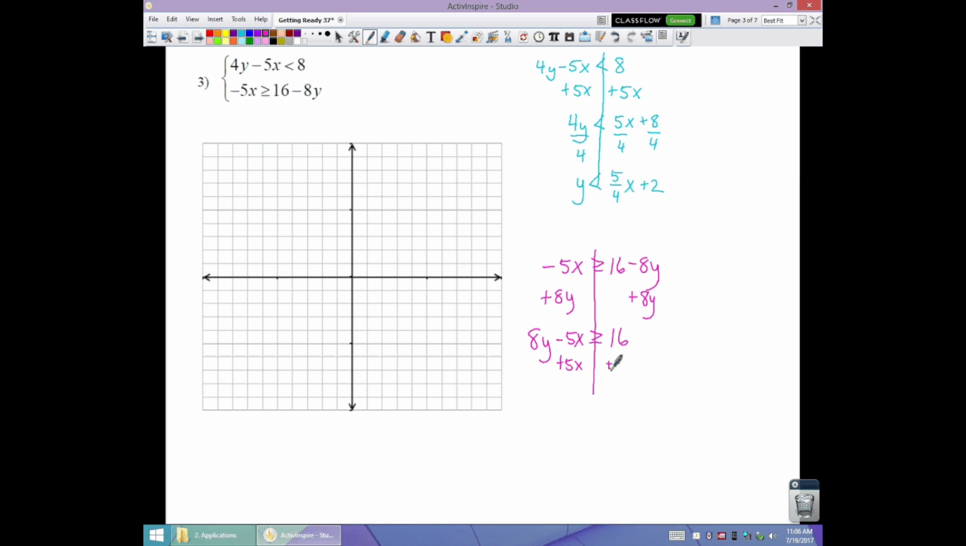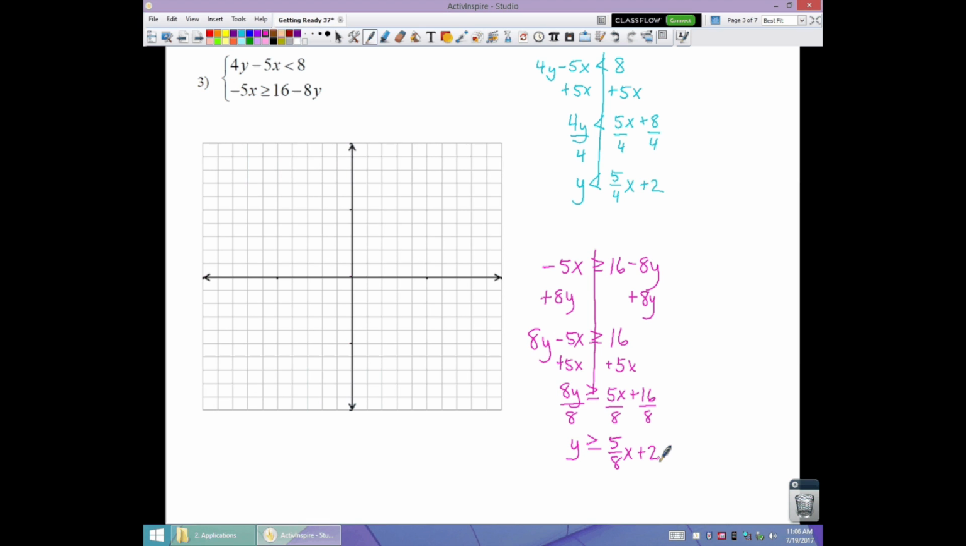Finish adding, add 5x, so 8y is greater than or equal to 5x plus 16. Divide everything by 8. So y is greater than or equal to 5/8 x plus 2.